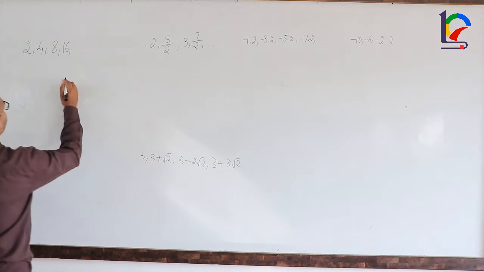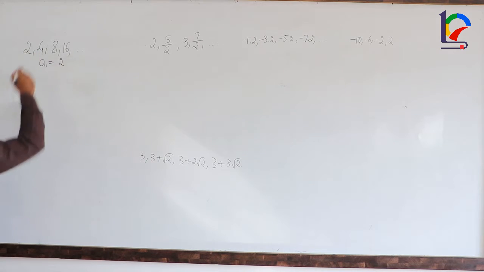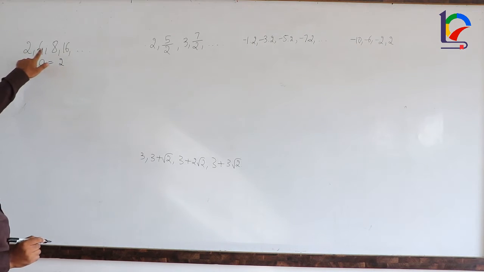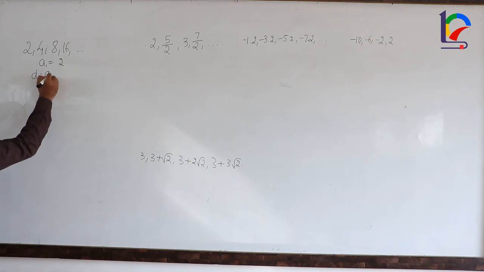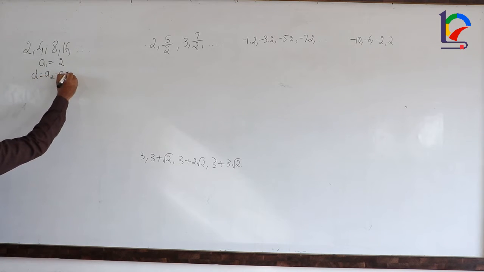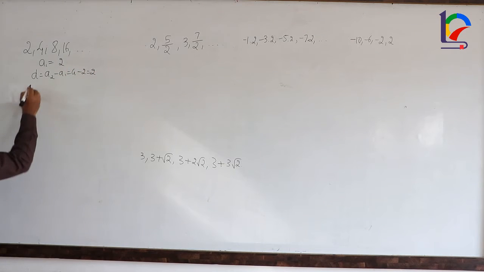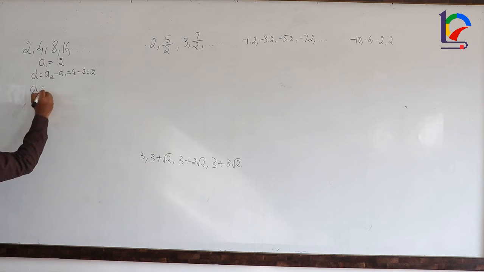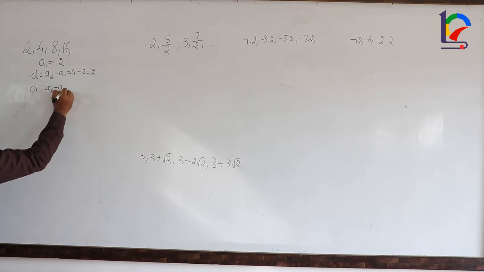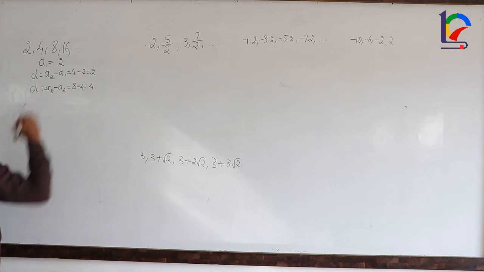So the first term A1 is 2, A2 is 4, A3, A4. So what is D? It is A2 minus A1. So it is 4 minus 2, 2. So for the third and second term, A3 minus A2, it is 8 minus 4, 4.